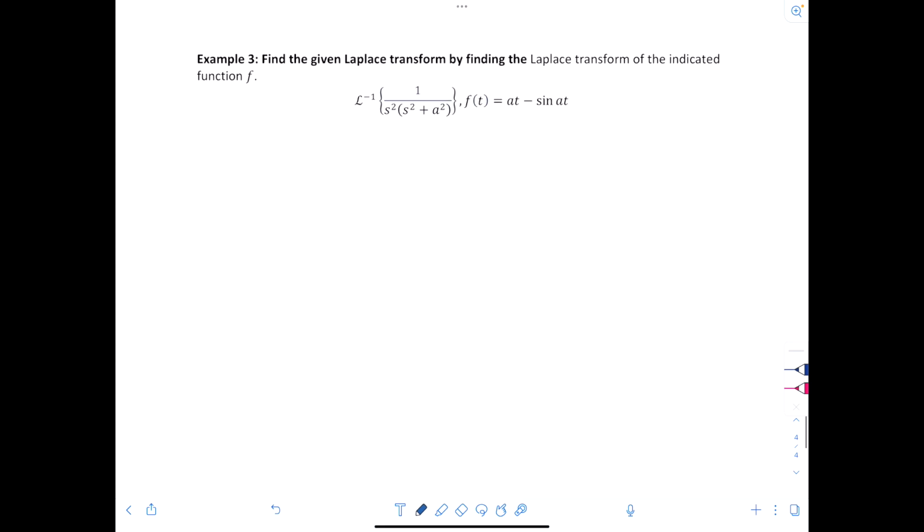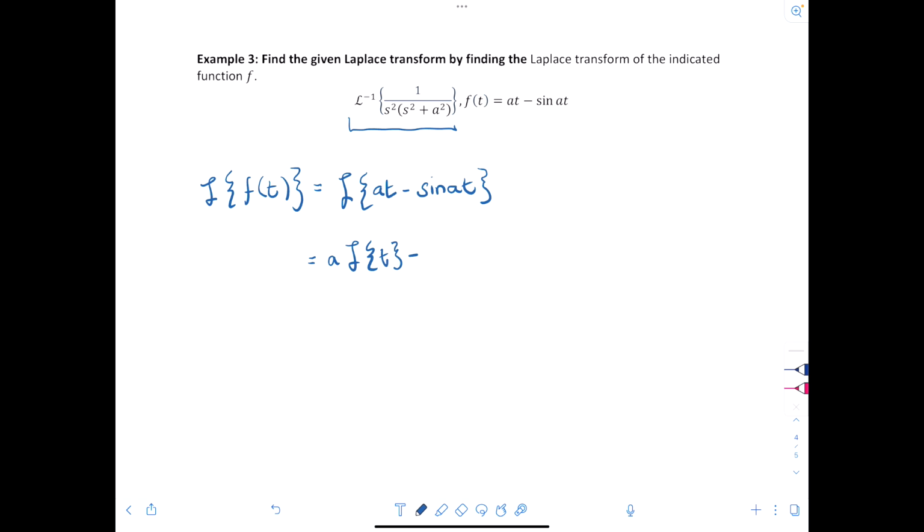All right, so now, example 3. Find the given Laplace transform by finding the Laplace transform of the indicated function f. So we have to leave this one till later, and we have to find what the Laplace transform is for f at t. Well, plugging in for f at t, we have a times t minus sine at a times t. And using linearity, we'll have a times the Laplace transform of t, and then minus the Laplace transform for sine at a times t.